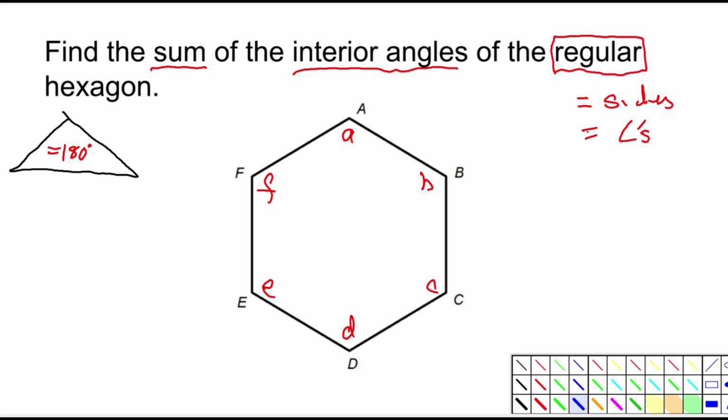One way that students do this, and I'm going to do it a couple of ways, is that I've seen them cut this into equilateral triangles. They notice, oh, this makes equilateral triangles. And when they do that, each one of these will be 60 degrees.